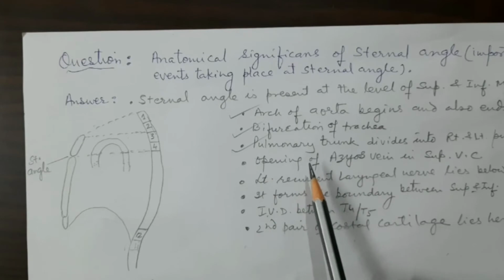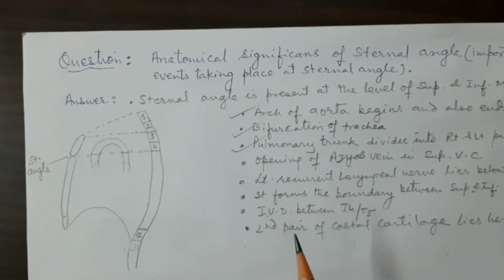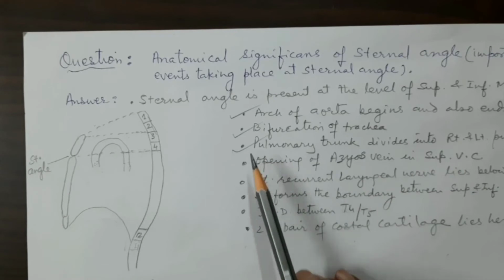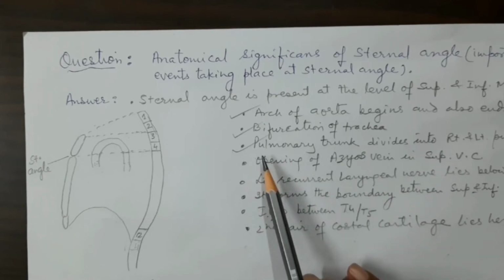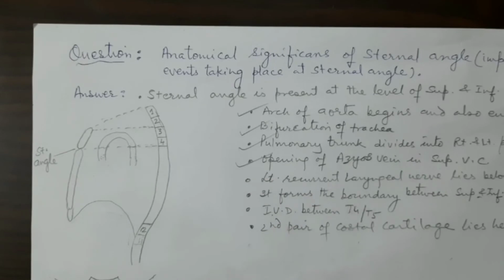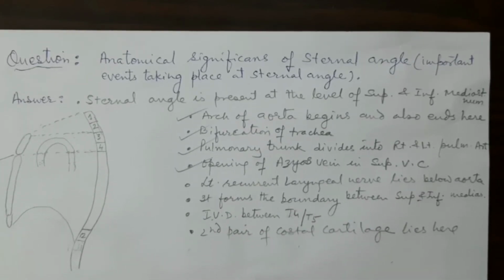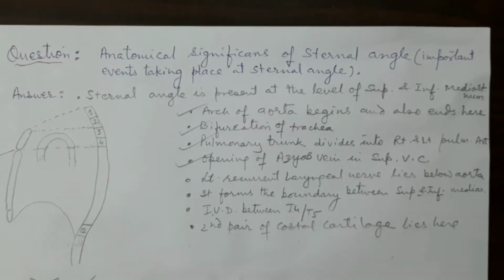Then there is also the division of the pulmonary trunk. The pulmonary trunk, on the inferior aspect of the arch of aorta, divides into the right and left pulmonary arteries. Both go to the root of the lung on the right and left side respectively. So the third important event is the division of the pulmonary trunk into the right and left pulmonary arteries. The fourth important event is the opening of the azygos vein into the superior vena cava. So the azygos vein opens into the superior vena cava at the level of the sternal angle.